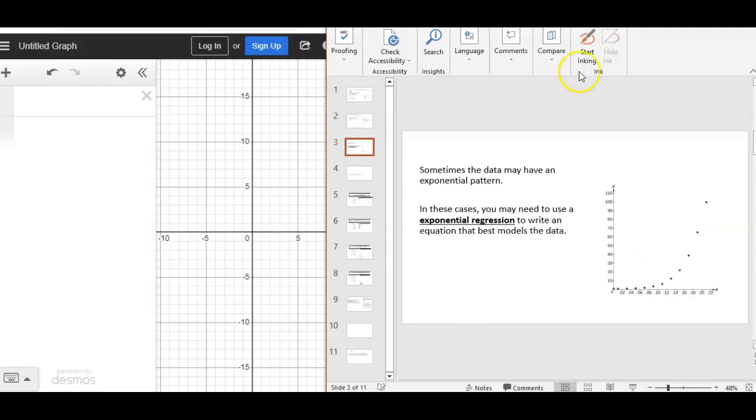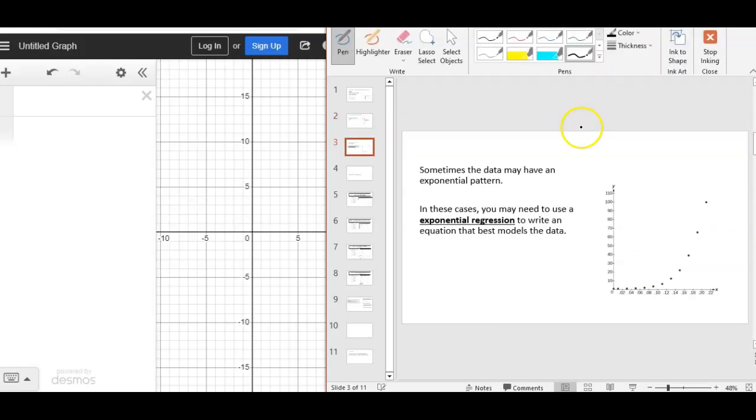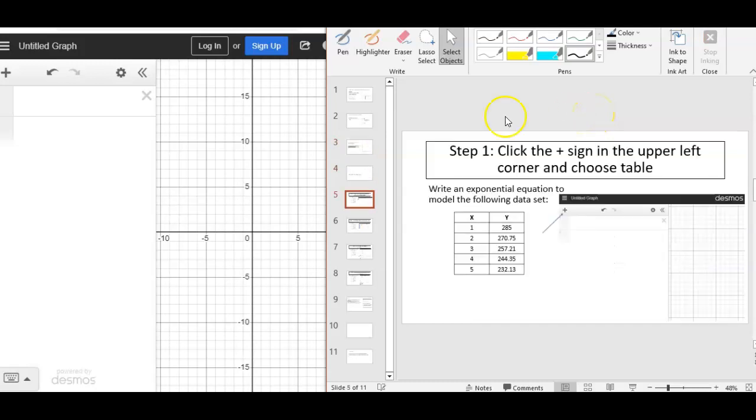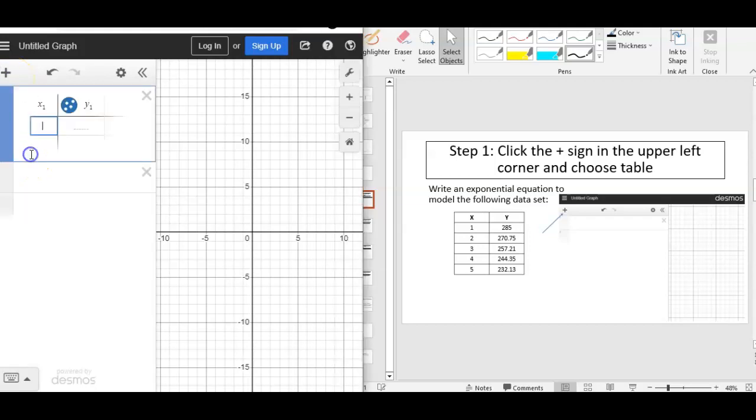So sometimes when we're looking at scatter plots, the data may have an exponential pattern. In these cases, you may need to use an exponential regression to write an equation that best models the data. So let's look at how to do this in DESMOS. So you're going to start off by clicking the plus sign in the upper left-hand corner and then choosing Table.